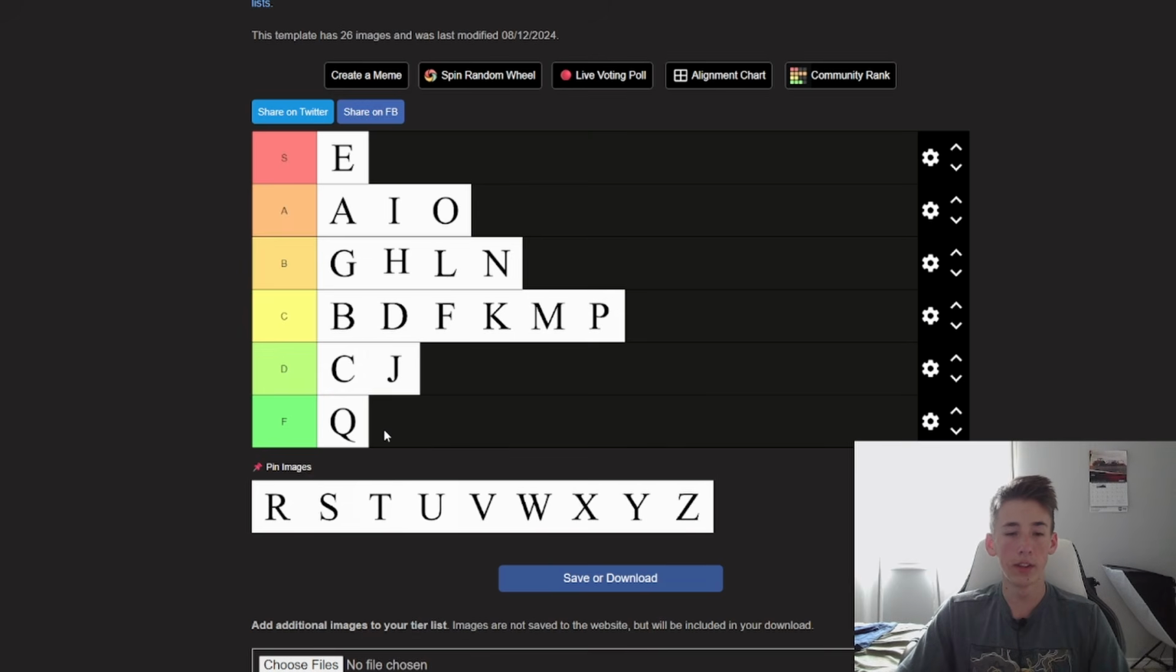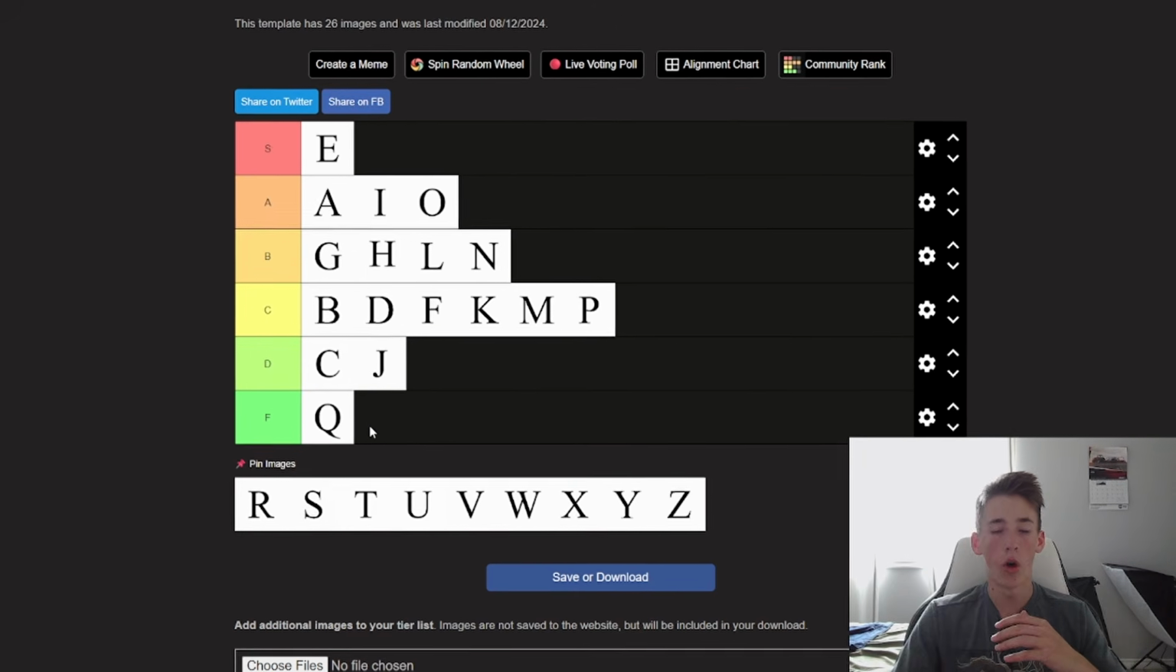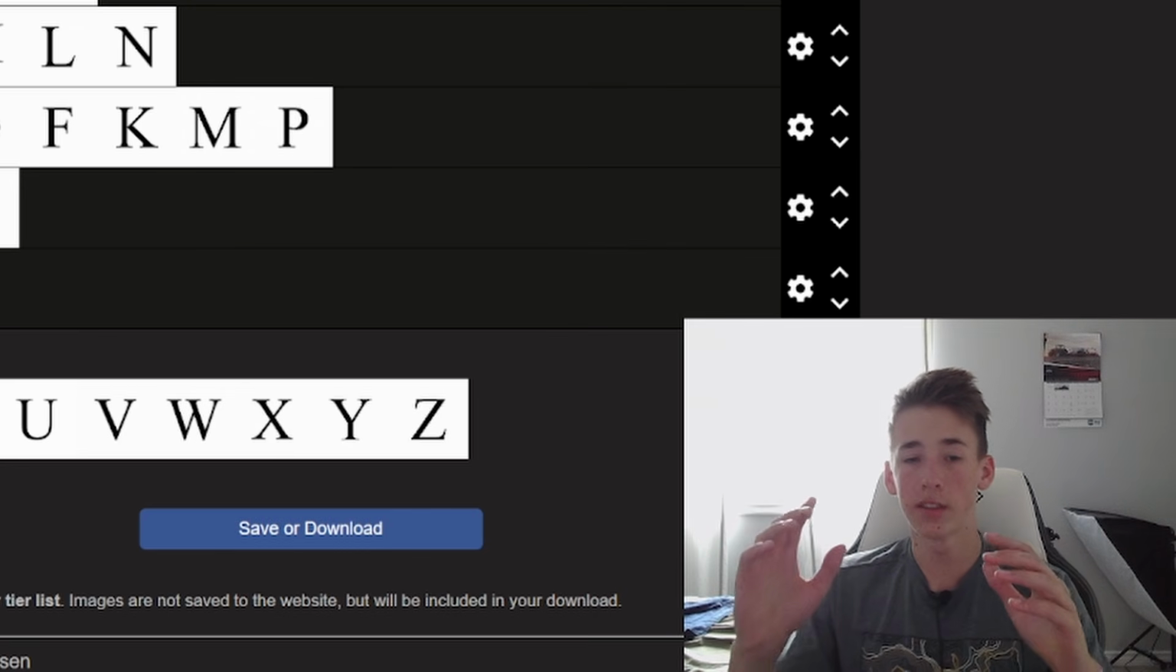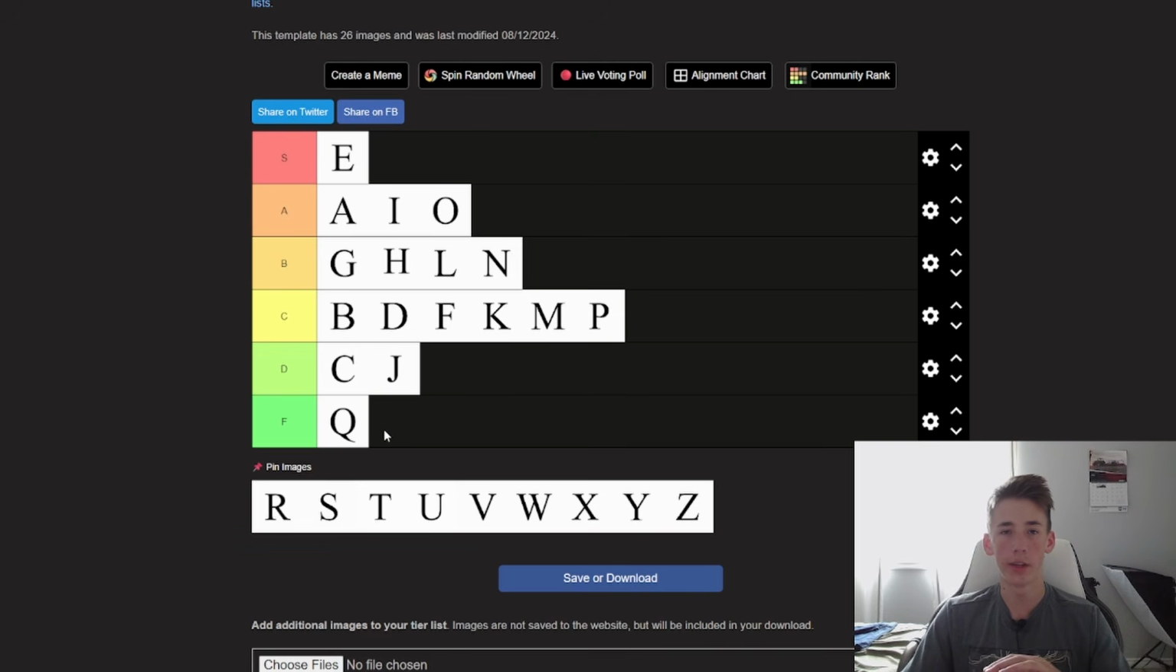Okay, Q is a useless letter, so it's going in F tier. It'll always be replaced with the letters K and W, like in quest. And you might be thinking sometimes it's pronounced as a K, but we could just replace it with the letter K, so it's useless. R is another really useful consonant, so it'll go to B.